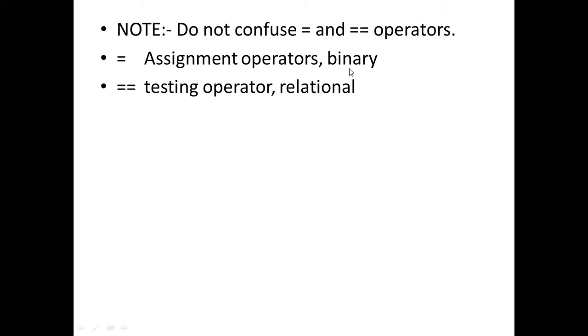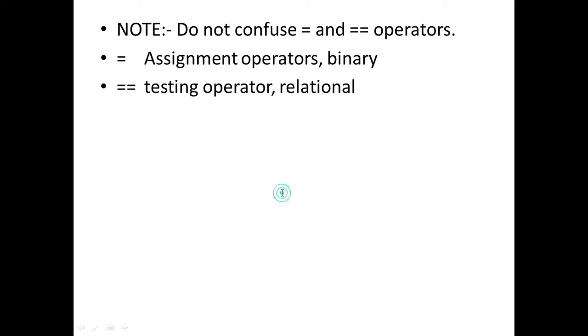Now assignment operator is a binary operator because it needs 2 operands. I am writing a equals to 9. So this operator needs 9 at the right side and a at the left side. It is a binary operator. It needs 2 operands.